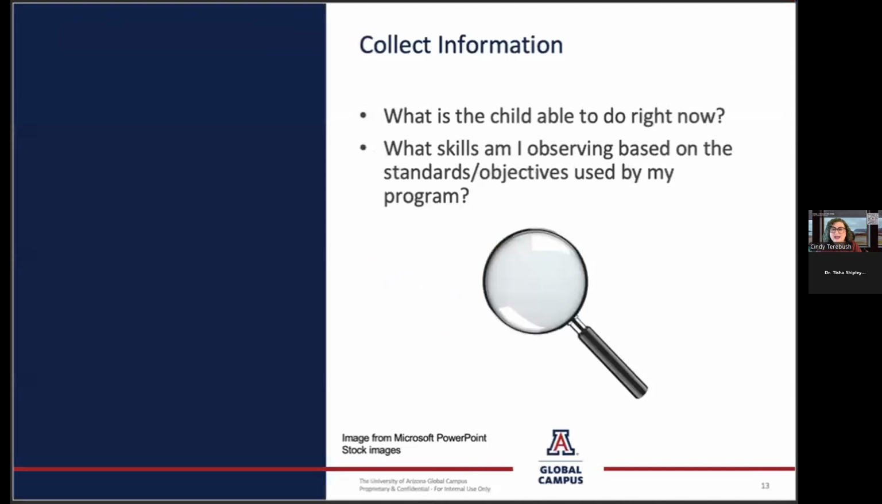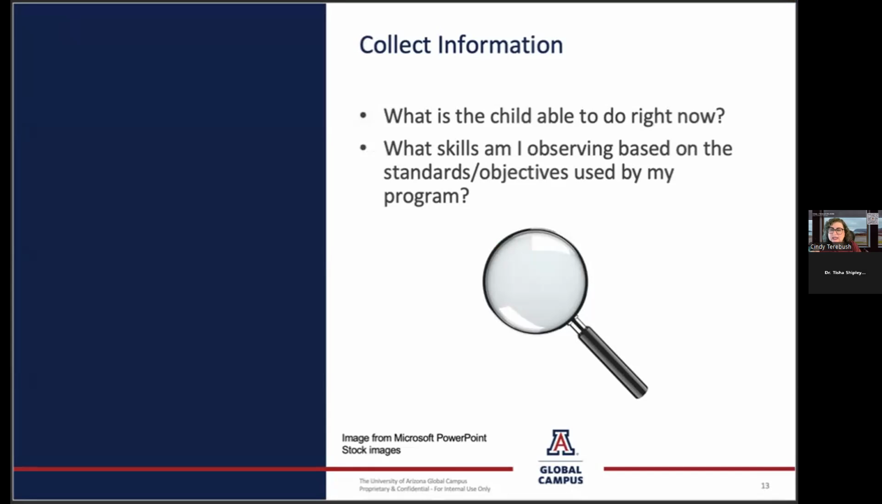So let's think about all of these individual steps, starting with collecting information. On the slide that is about collecting information, there is an image of a magnifying glass, because what we're doing is being like educational detectives. We are observing children's actions and interactions to decide two things. What is the child able to do right now? And what skills am I observing based on the standards or the objectives or the goals used by my school or program? So, what is the child able to do right now?